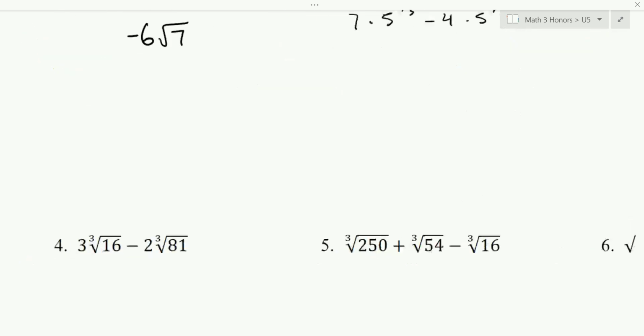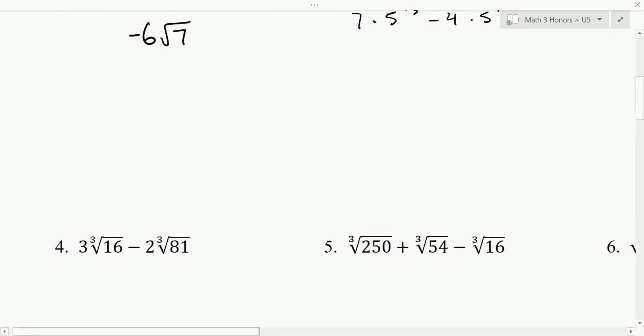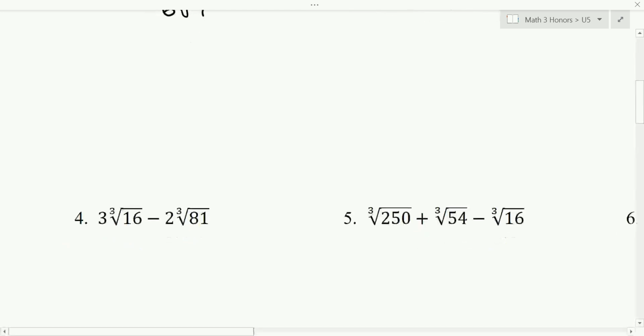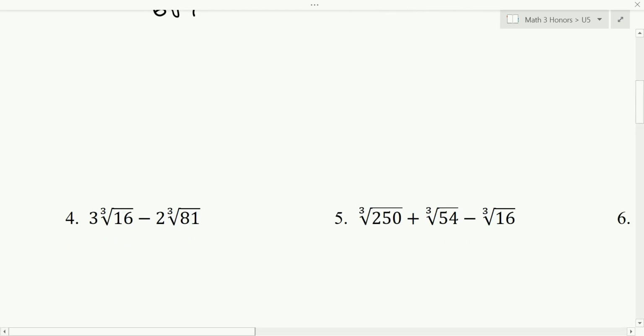On number 4, can we subtract those? Who said yeah? No? Yeah? No? Okay. So as is, one's a cube root of 16, one's a cube root of 81. So as is, we can't. But maybe after we simplify them, maybe they'll have the same root and we can. And so even if we can't, we want to simplify stuff as much as we can.